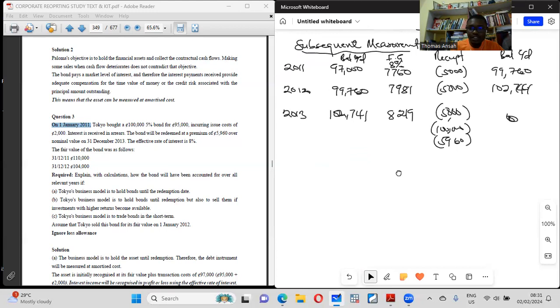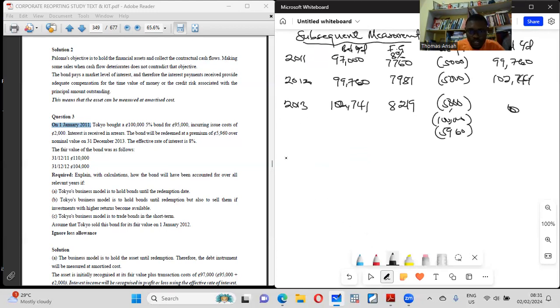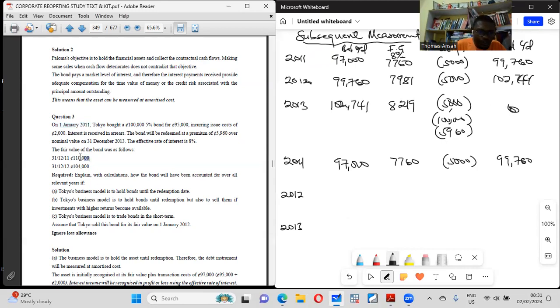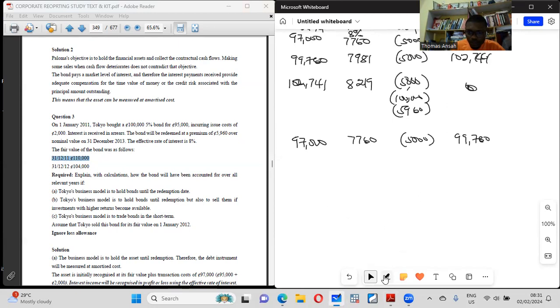So the B is the same thing, don't forget. So here it will be 2011, we have 2012, and we have 2013. All right, so the balance brought down is 97,000, just like this one. 7,760, just like this one. 5,000. Then we have 99,760. But it gave you a fair value of 110. So at the end of the year, that is where the fair value model comes in. So the fair value here is 110.